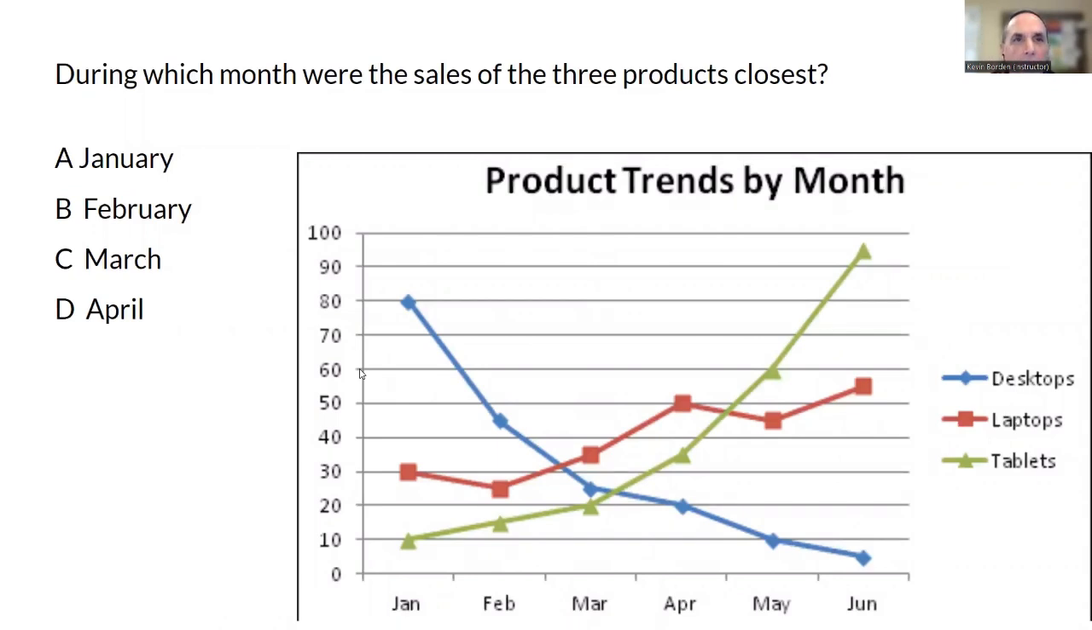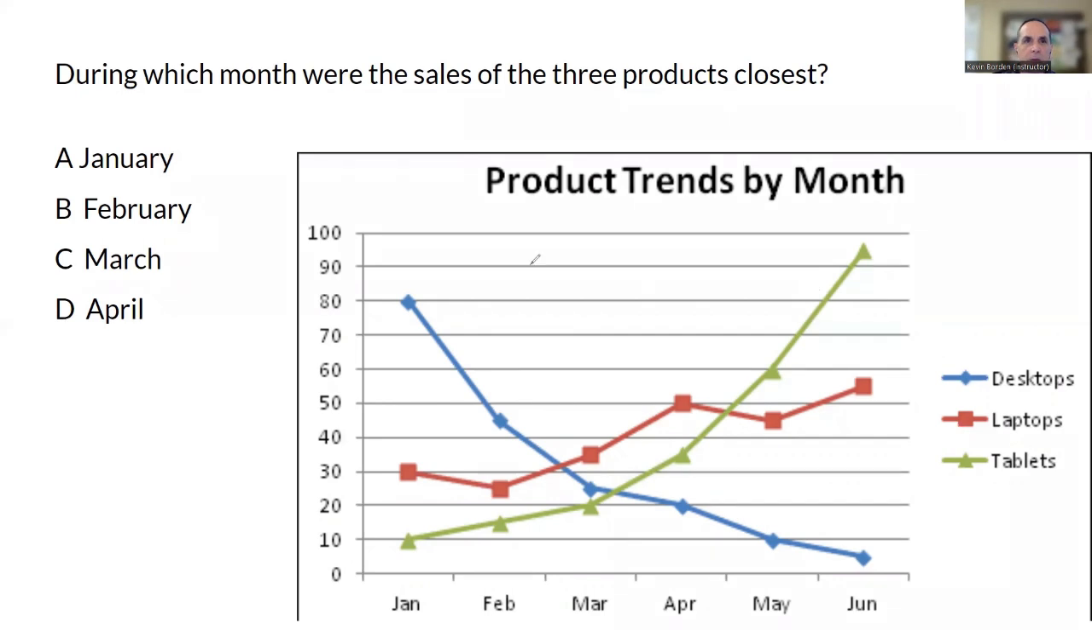During which month were the sales of the three products the closest? I think that this is a pretty obvious solution. Pause the video and resume when ready to see the answer.